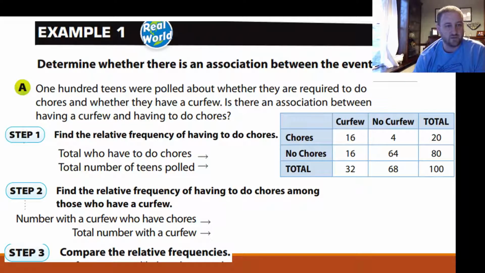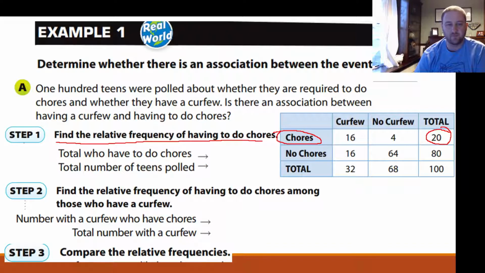Okay, so step one here says find the relative frequency of having to do chores. Okay, now to find the relative frequency of having to do chores, we're going to take the total who have to do chores. So we're going to look at the chores row right here. The total number of those teenagers that are doing chores is 20. We're going to do that over the total number of teens polled. Well, the total number of teens polled is 100. So 20 over 100 is 1/5, which is 20%. So 20% of the teens polled have to do chores.